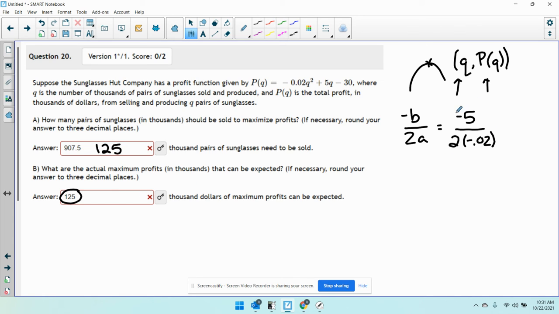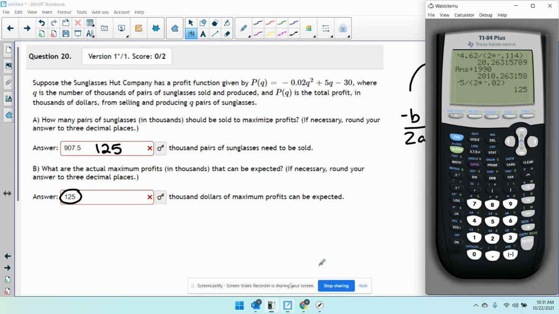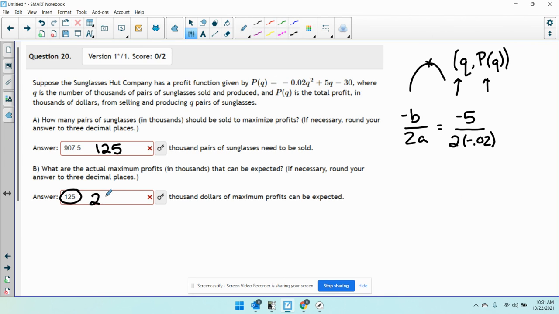Then to find what the maximum profit is, I'm just going to take 125 and plug it into my equation. Negative 0.02 times 125 squared plus 5 times 125 minus 30. 282.5. So this is in thousands of dollars. $282.5 thousand.